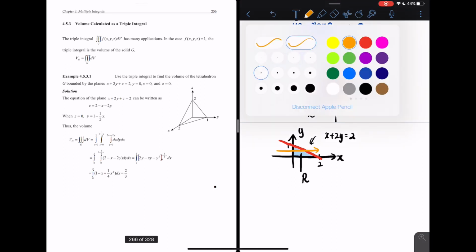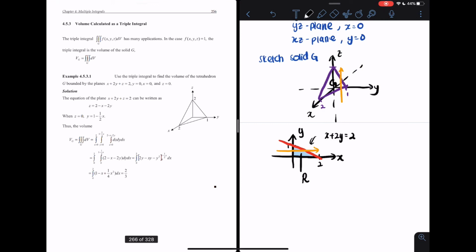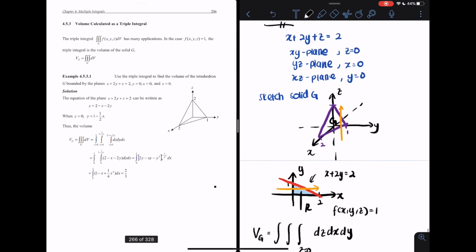So right now, I try to set up my own triple integral. Volume of solid G is equal to the triple integral of your function f(x, y, z) equal to 1, and then dz dx dy. So right now your z equals 0, and then it will touch the surface of your plane, which can be represented by that equation x plus 2y plus z equal to 2.